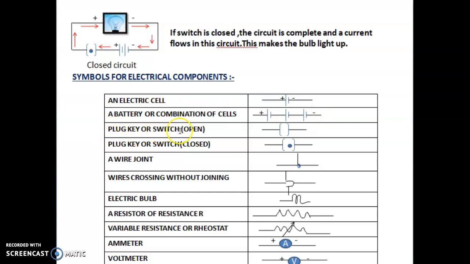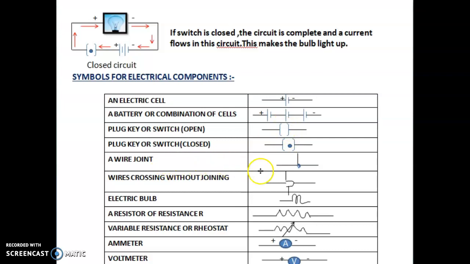Next, plug key or a switch. That you have studied in the open circuit and closed circuit. So this is the open circuit, the key is open. Plug key or switch closed, so the key is closed. You can see the difference. In this one there is no dot, and in this one there is a dot. If there is a dot, the switch is closed. If there is no dot, the switch is open.